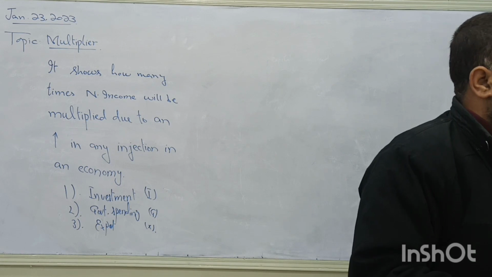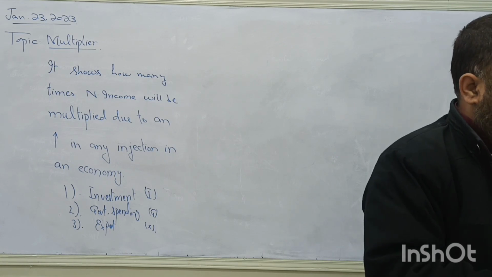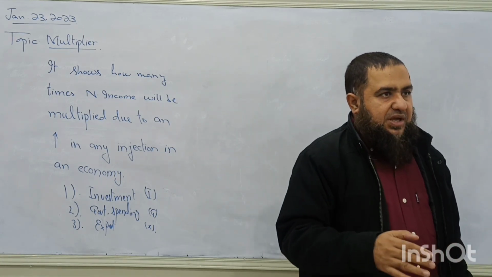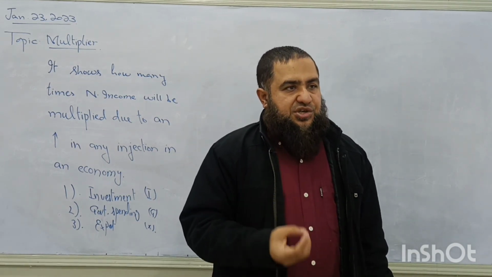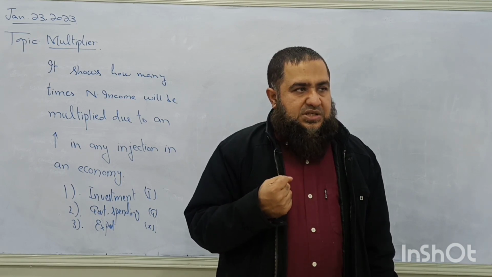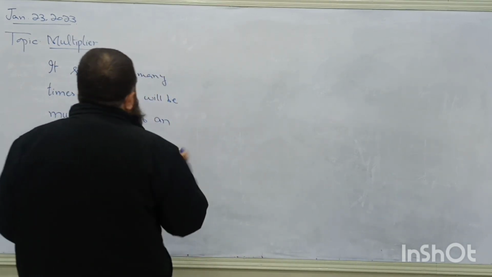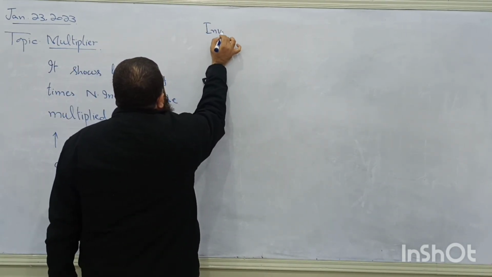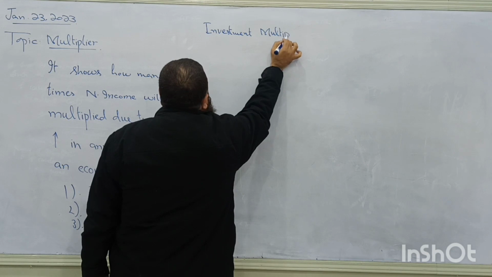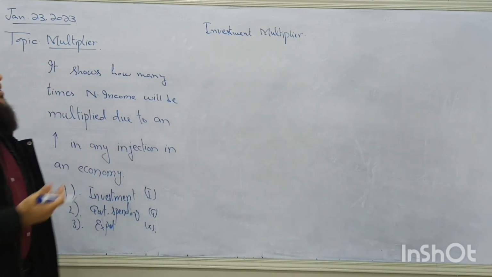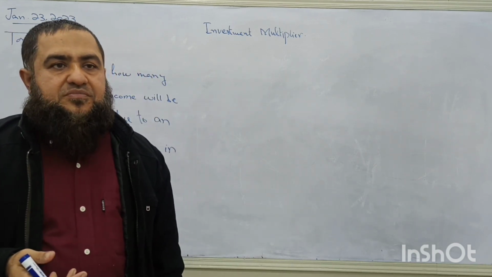I gave you how many sectors of economy are there? 2-sector economy, 3-sector economy, and 4-sector economy. So there can be three main types of multiplier: 2-sector economy multiplier, 3-sector economy multiplier, and what is the last one? 4-sector economy multiplier. So multiplier can be of investment multiplier. What is it? Investment multiplier. This is a simple and closed economy multiplier where we have only one injection and one withdrawal.